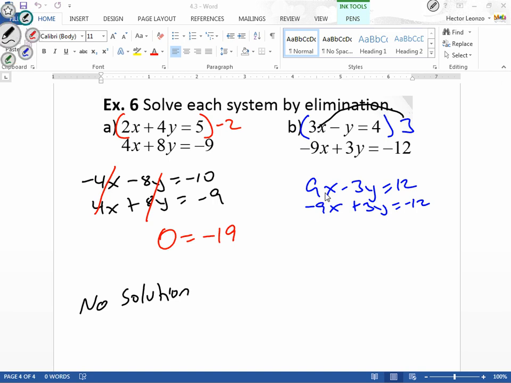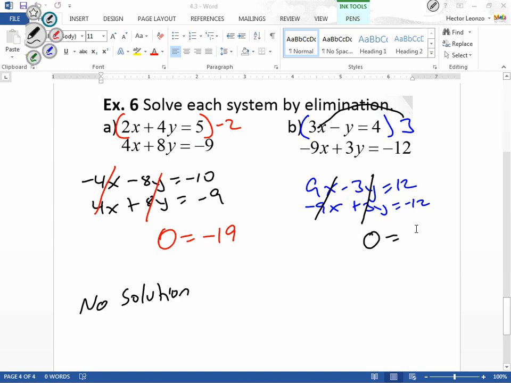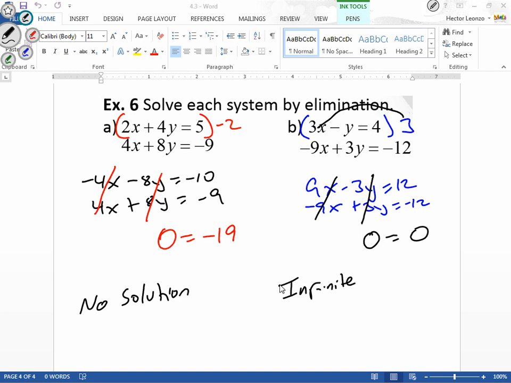When I combine my like terms, 9x minus 9x goes away, right? 0. -3y plus 3y is also 0. So I have nothing on the left, so that means I have 0. On the right, 12 minus 12 is 0. So here, I have the same number, 0 is equal to 0. I'm going to call this infinitely many solutions.